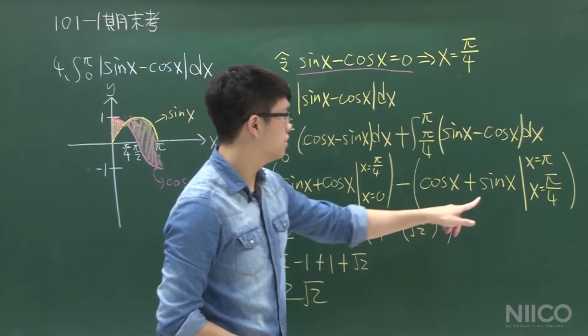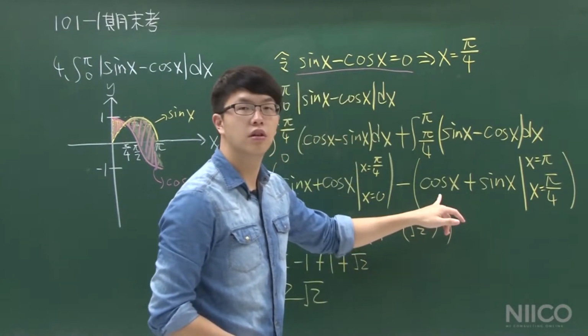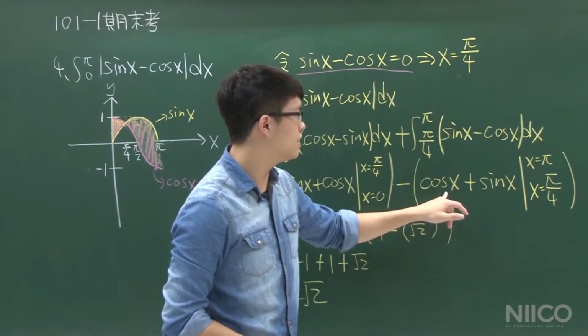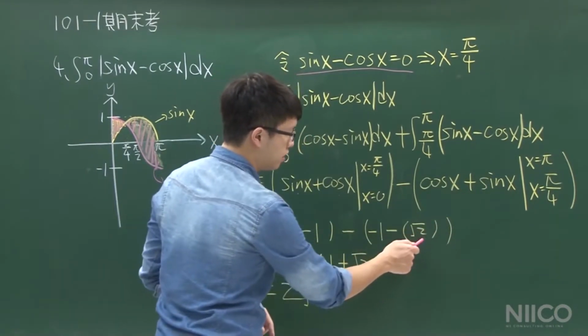And similarly, the second term can be evaluated to negative 1 minus square root of 2. You just substitute in x with pi and pi over 4. So there you will get the final answer. The final answer is 2 times square root of 2.